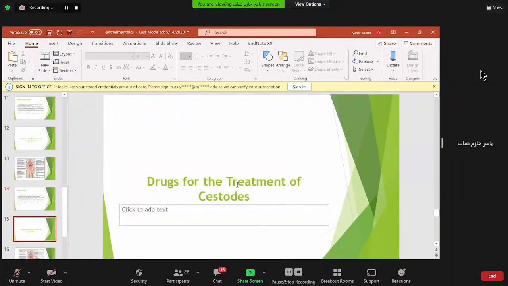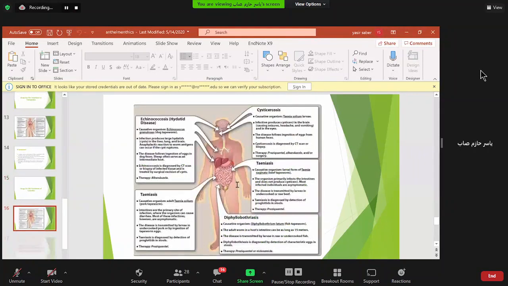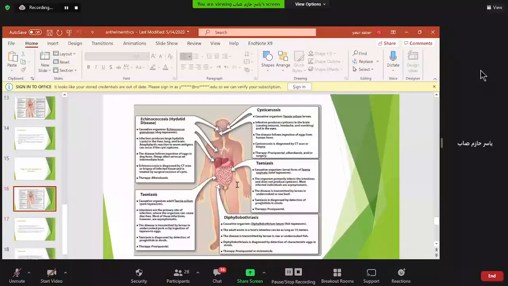Lastly, the drug for the treatment of cestodes. Echinococcosis, or hydatid cyst. The causative organism is Echinococcus granulosus, which is the dog tapeworm. Infection produces large hydatid cysts in the liver, lung, brain. Actually, it could be anywhere. Anaphylactic reaction to the worm antigen can occur if the cyst ruptures. The disease follows ingestion of the egg from dog feces. Sheep often serve as intermediate host.